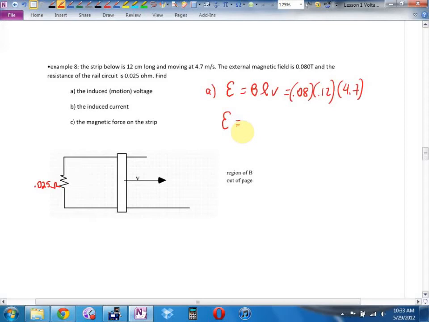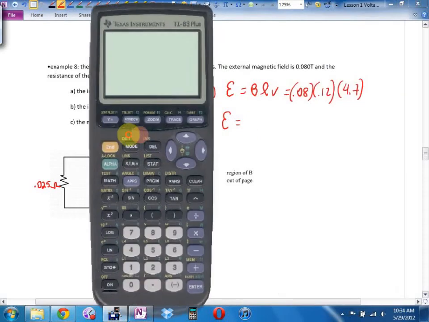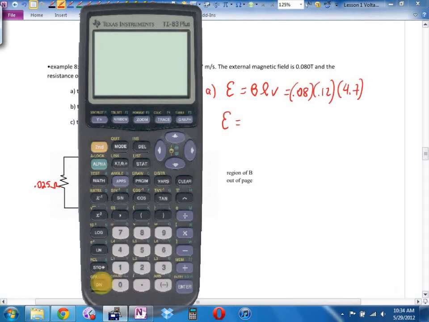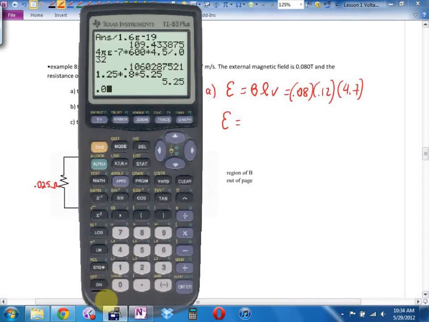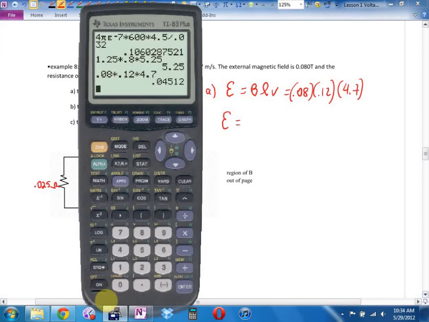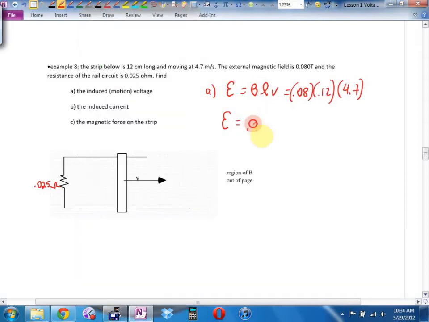You always mess up? Don't do that on the test or the exam. Squared when necessary. Brianna, what'd you get? Still typing? 0.08 times 0.12 times 4.7. How about 4.5? Let's go 0.045 volts. 0.045 volts. Not a big voltage.